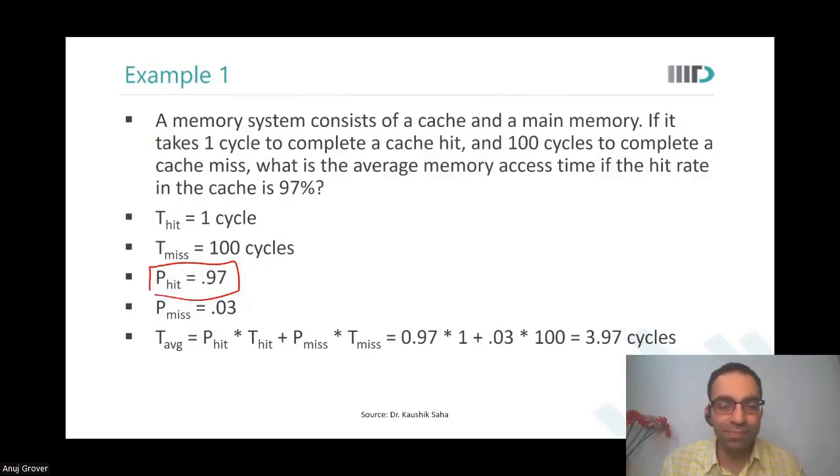I'm not able to understand this statement. So why is there a miss? Let us answer this question first. Why is there a miss? Why is something not available in the cache?